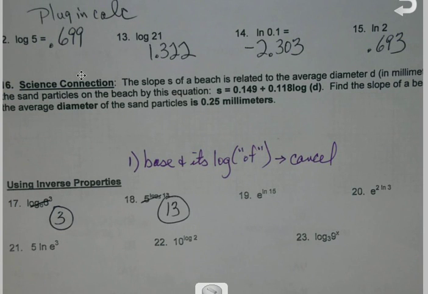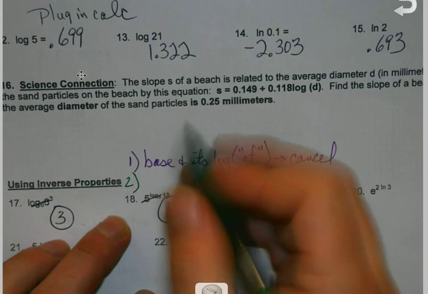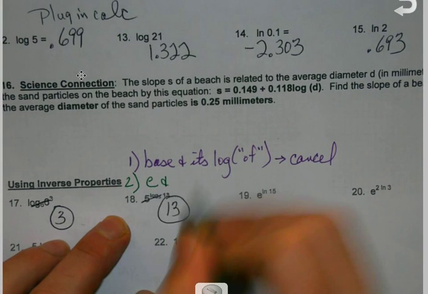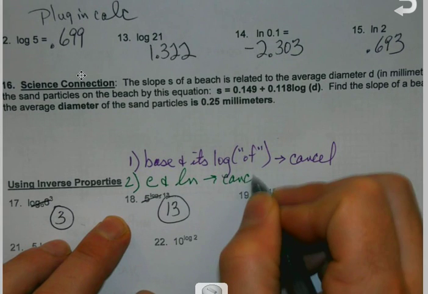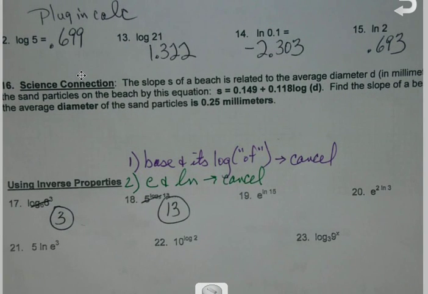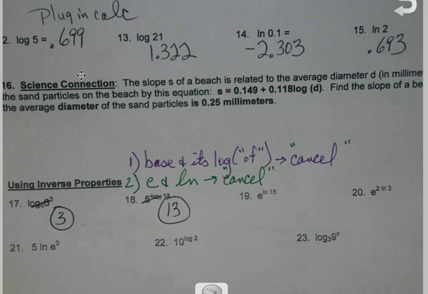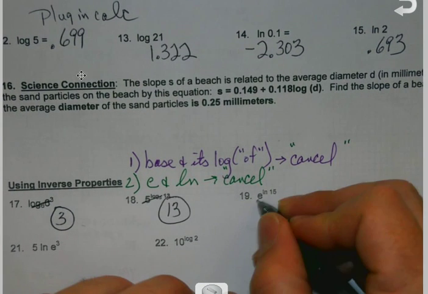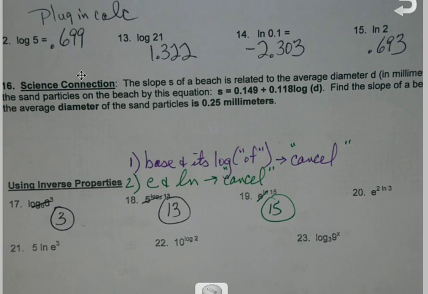So then you get to 19. You're like, what? Okay. Actually, that's our second inverse. And there's only two. E and natural log are opposites. They're inverses. They cancel, which I guess I should be putting in quotes. So the E and the ln take care of each other and just leave me with the 15.